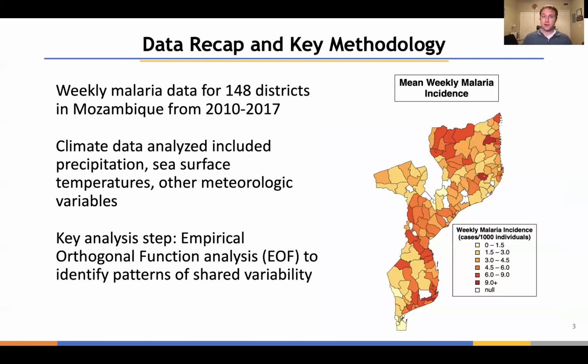So the data that we're using, we had weekly malaria data for 148 districts in Mozambique, which you can see on the right here, spanning from 2010 to 2017. We compared this with climate data, which included precipitation, sea surface temperatures, other things like wind and temperature. And ultimately, the crux of this analysis, after doing some quality control on our data and pre-processing, was an empirical orthogonal function analysis, or EOF, which identifies patterns of shared variability.